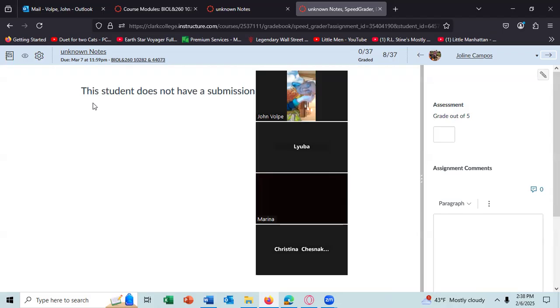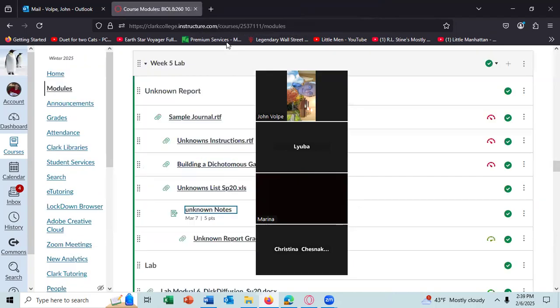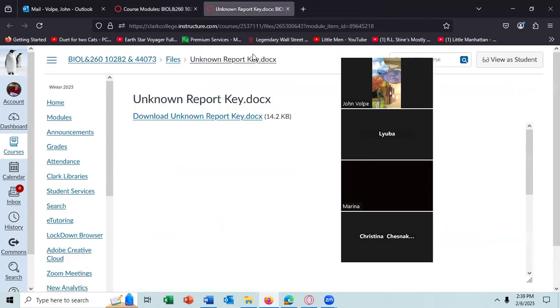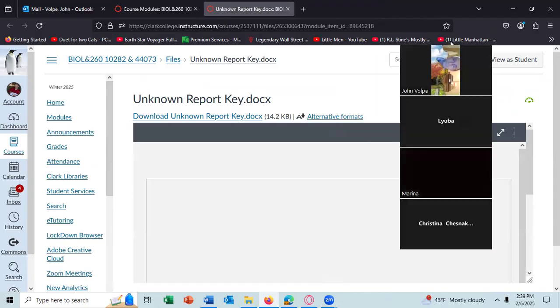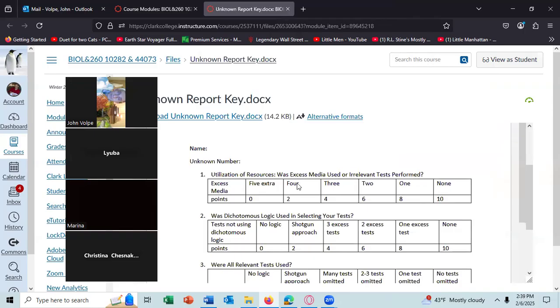And then let me state that in the grading, I did mention this, that you will be graded on, let's go down here, following the rubric on the grading, and you'll be graded on these points. On this one where it says your utilization of resources, was excess media used or irrelevant test performed? I discussed this before, but I forgot to mention that when you're all done and you think you have your unknown bacteria identified, you are allowed to request one confirmation test.